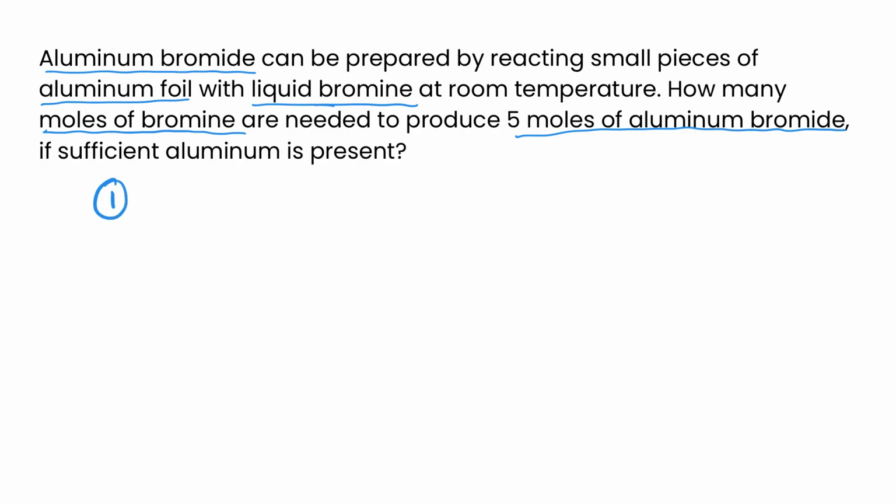We're given that aluminum foil, so that's going to be solid aluminum, is reacting with liquid bromine. Remembering that bromine's one of our diatomics, so it's always Br2, and that's going to produce our aluminum bromide, AlBr3. We're not given a state there, but I know that it's a solid. So this is our skeleton equation.